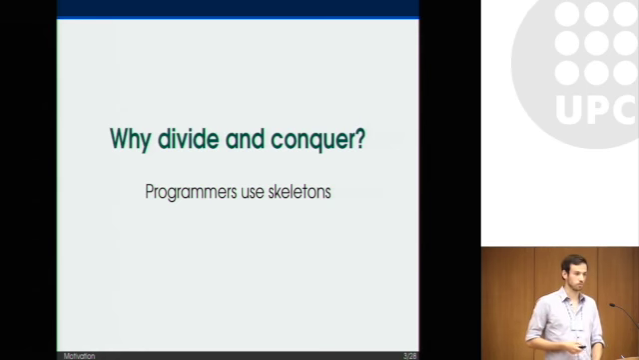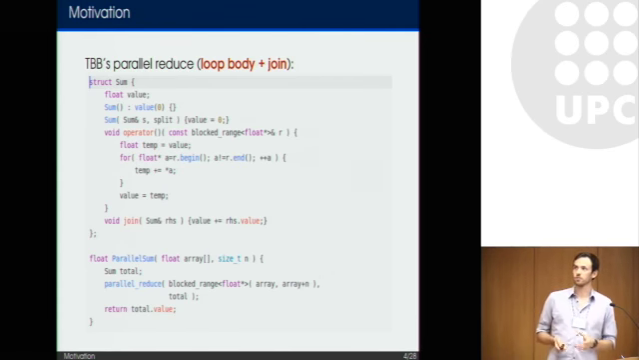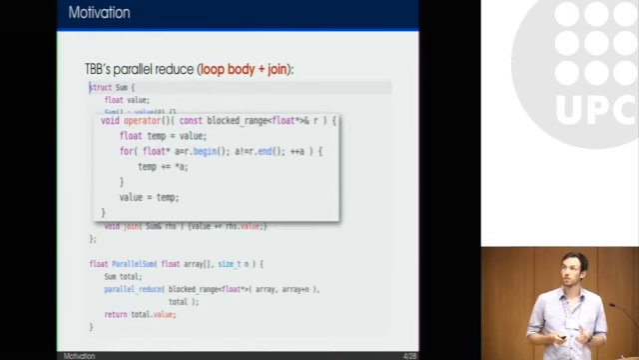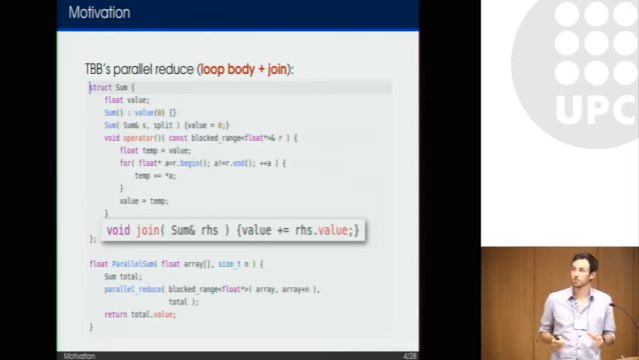And why divide and conquer? Because this is a parallel skeleton that can be used by programmers. So, for example, we have a tool that targets an implementation in TBB. So here is an example. I don't want you to read the whole code, but the main components are here: the body of a loop, so what is executed in each chunk, the blocked range. And then we have a join, which recomputes the total result from partial results. Here, we join with the right-hand side, the sum right-hand side.